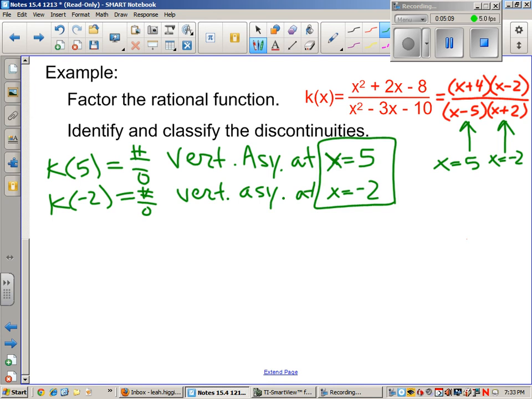All right. So both of these will end up being vertical asymptotes, but you have to be careful when you're factoring. You have to make sure that your factoring is correct. Otherwise, you may get things wrong, and drastically wrong at that.